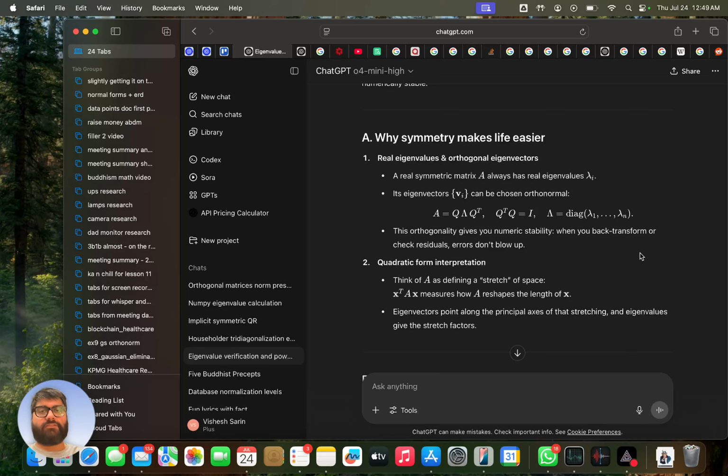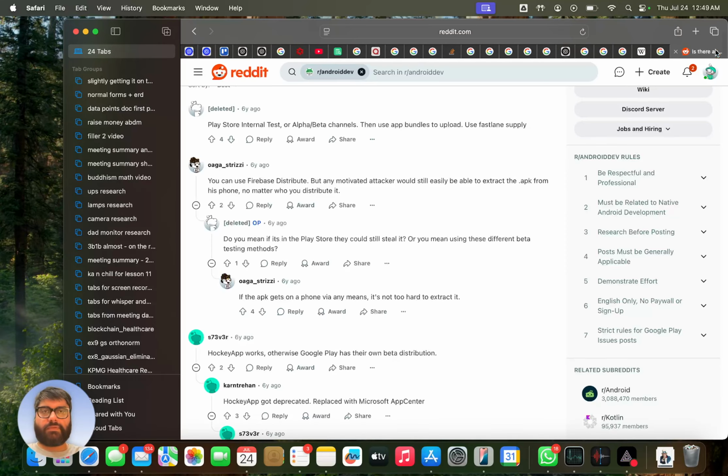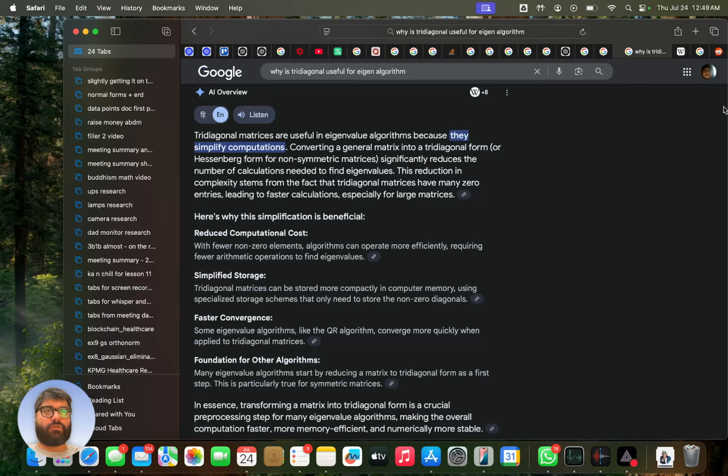I'm not sure what a back transform is, but check residuals is checking the error between the original and the new. Essentially, they had a page about why orthogonality can reduce the number of calculations in the algorithm. This reduction in complexity stems from the fact that it leads to faster calculations, especially for larger matrices.